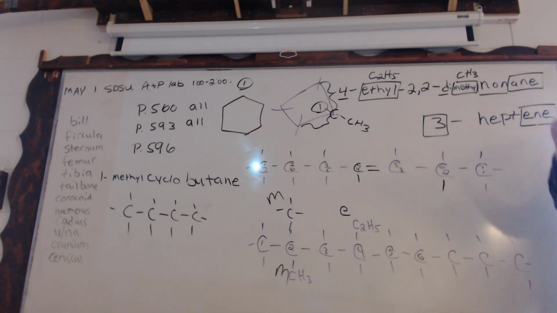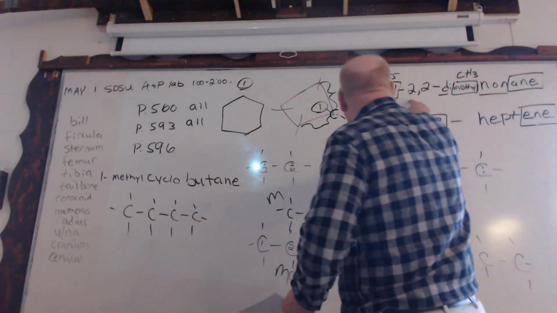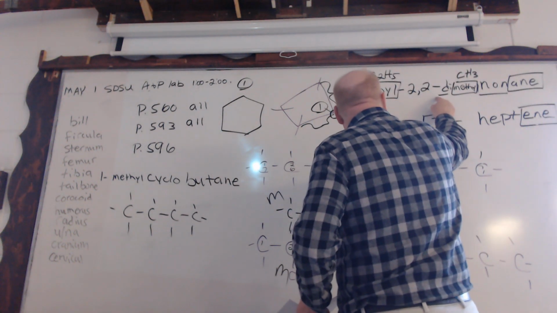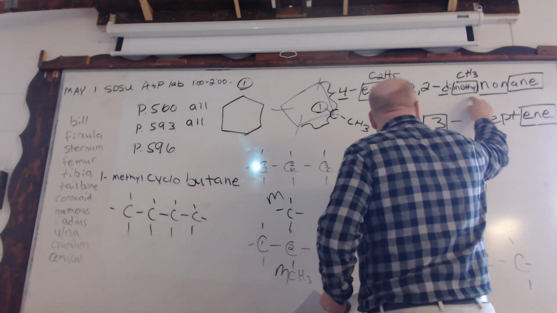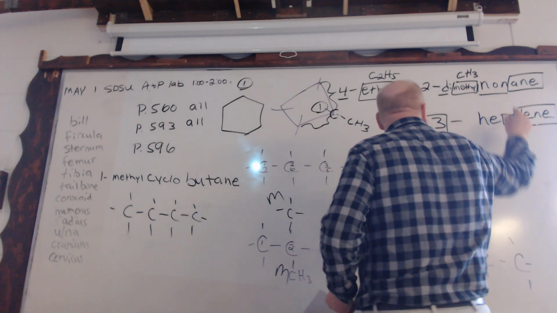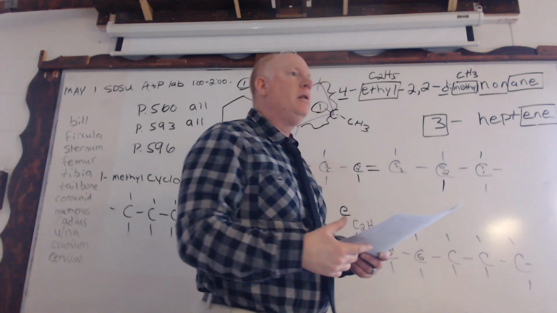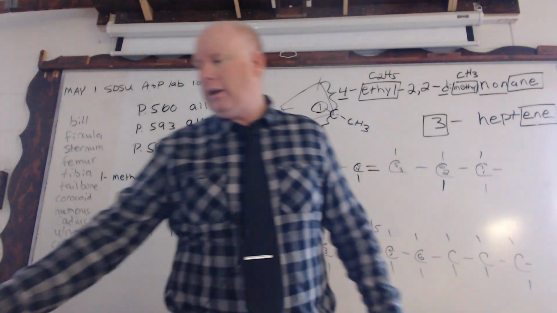Where are those derivatives located? On which carbon? Two. Are they on the same one? Yeah. Yes, they are. So you would say 2,2-dimethyl. No. Wait, dimethyl what? Octane. Octane. You got it.